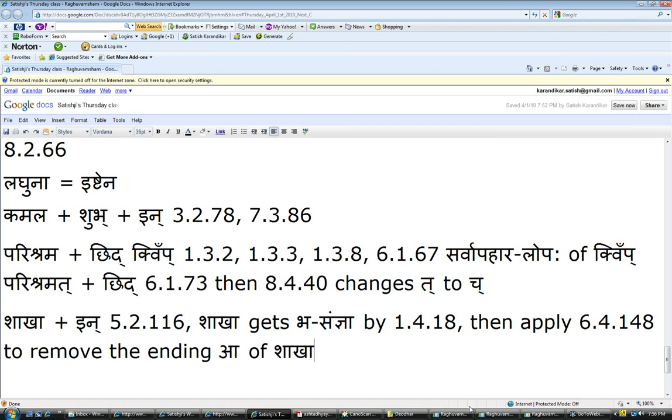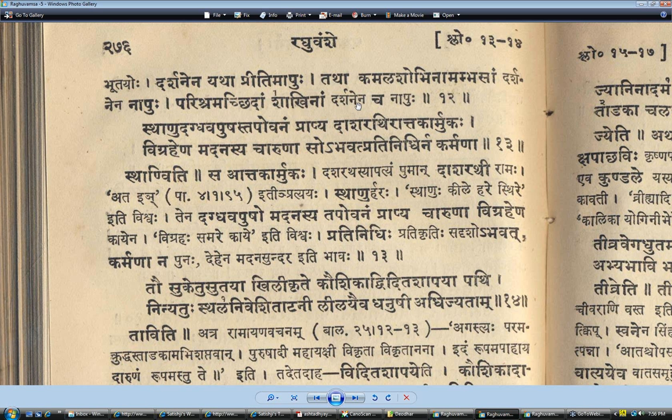I think that will probably end this shloka for us, right? Darshanena cha, na apuh. Yatha Rama Lakshmanayoho laguna darshanena priyatim apuho na tatha kamala shobhinam ambasamapi na cha parishramachchidam shakhinamapi. So they could not get that kind of satisfaction looking at these beautiful trees which had a lot of branches which will remove your fatigue by allowing you to rest. Neither could they get this kind of satisfaction looking at the waters which are beautiful with those lotuses.